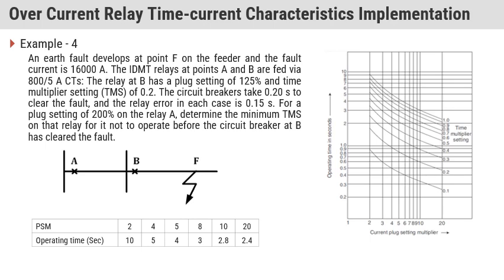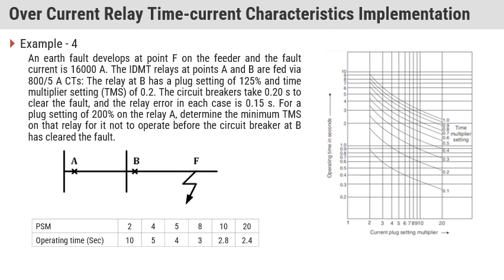The relay at B has a plug setting of 125% and a time multiplier setting of 0.2. The circuit breaker takes 0.2 second to clear the fault, and the relay error in such a case, this is the time error, is 0.15 second. For a plug setting of 200% on relay A, determine the minimum TMS on the relay for it not to operate before the circuit breaker at B has cleared the fault.